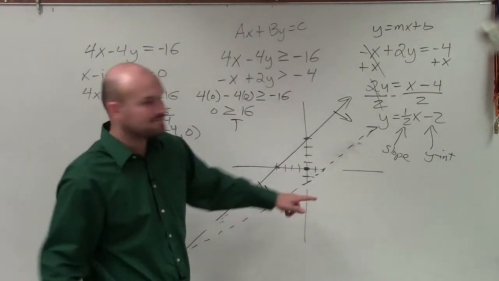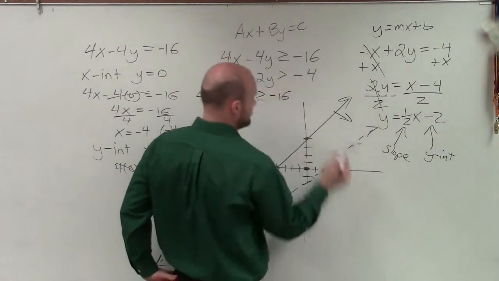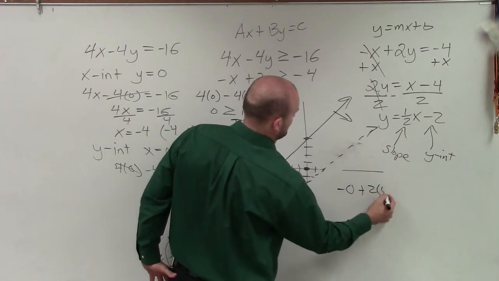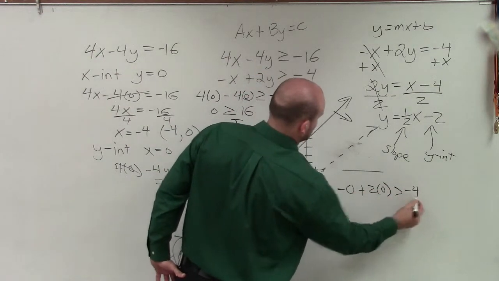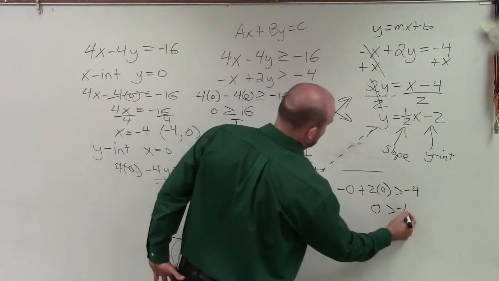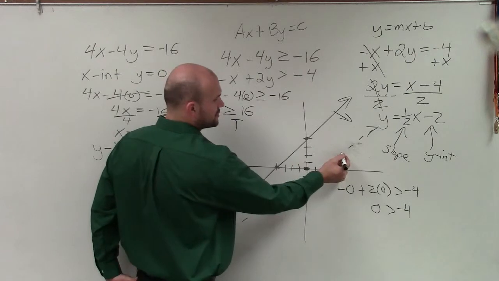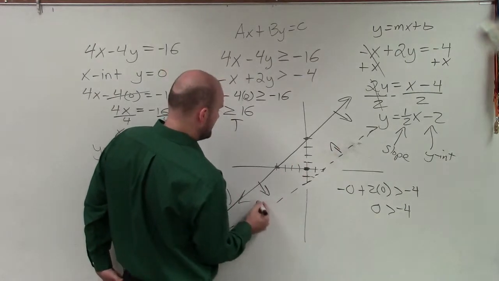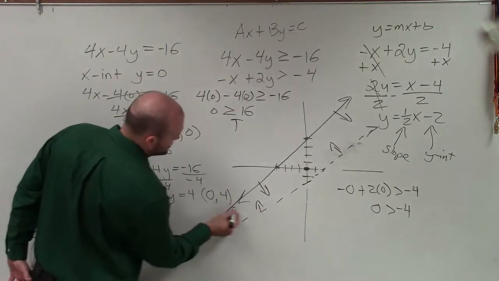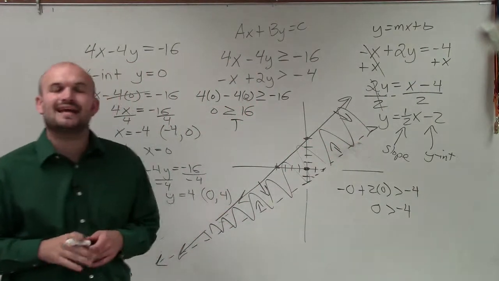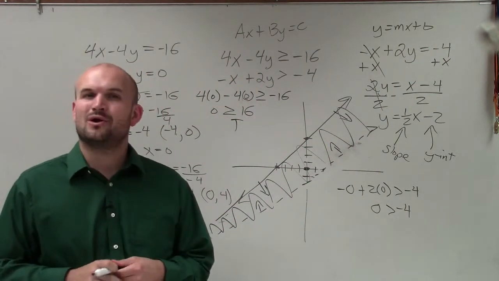Now let's test this other line. Again, I'm going to put 0, 0 in for my coordinates x and y. And again, I get 0 is greater than negative 4. So for this boundary line, again, my test point is true, so I'm going to shade above the line. Now I just shade between these two lines. So there you go, ladies and gentlemen. That is how you solve a system of linear inequalities. Thanks.